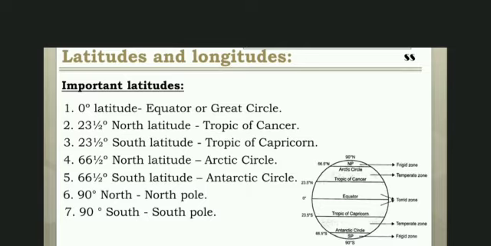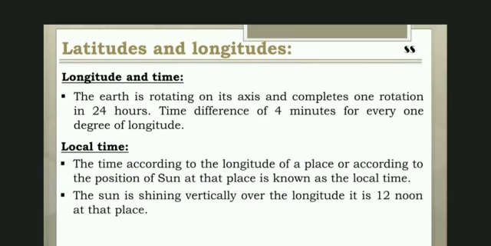66.5 degrees north latitude is called the Arctic Circle. 66.5 degrees south latitude is called the Antarctic Circle. 90 degrees north is known as the North Pole. 90 degrees south is called the South Pole. Now we will study the longitudes.